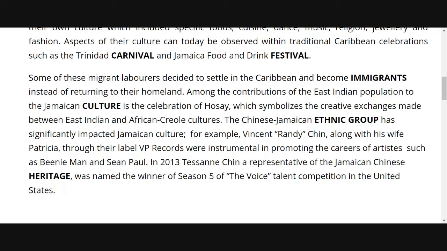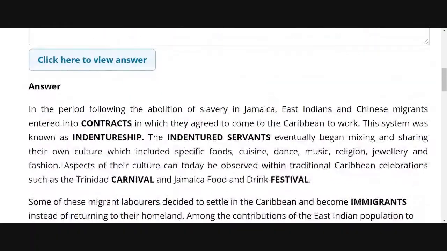The Chinese Jamaican ethnic group has also significantly impacted Jamaican culture. For example, Vincent Randy Chin, along with his wife Patricia, through their label VP Records, were instrumental in promoting the careers of artists such as Beenie Man and Sean Paul. In 2013, Tesson Chin, a representative of the Jamaican Chinese heritage, was named the winner of season 5 of the Voice Talent competition in the United States. All right, so those are the answers.